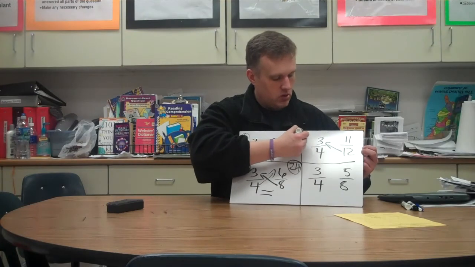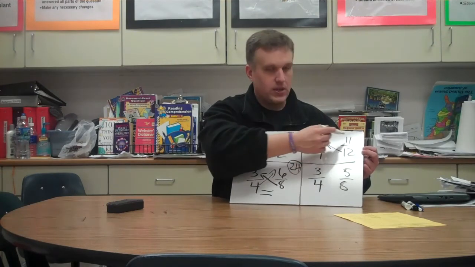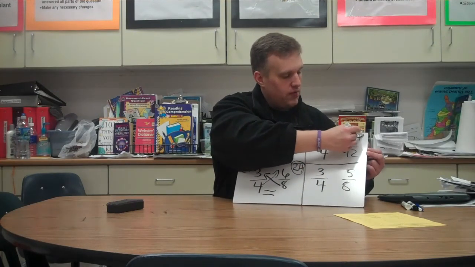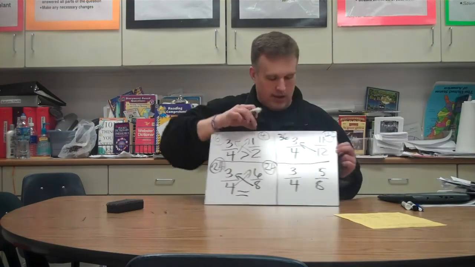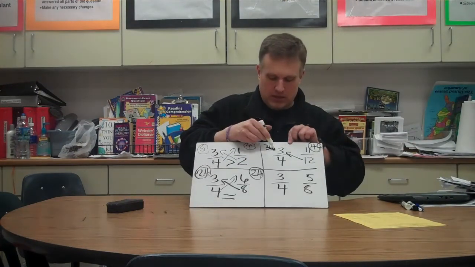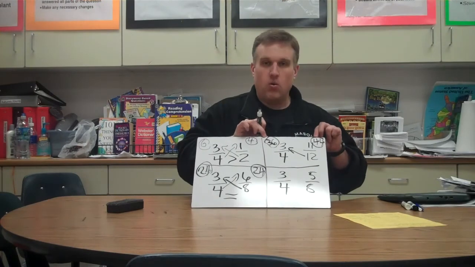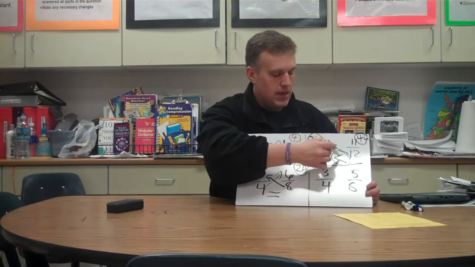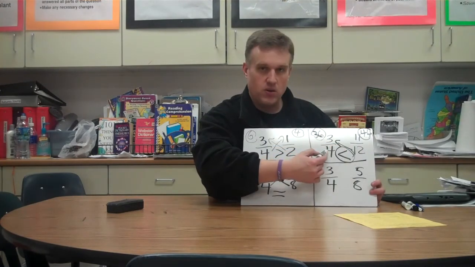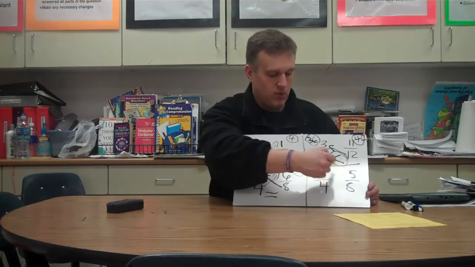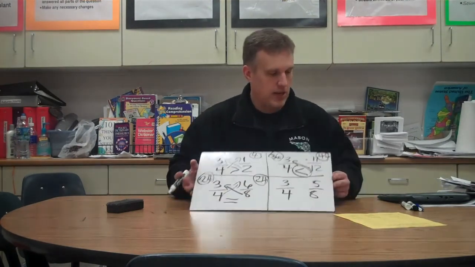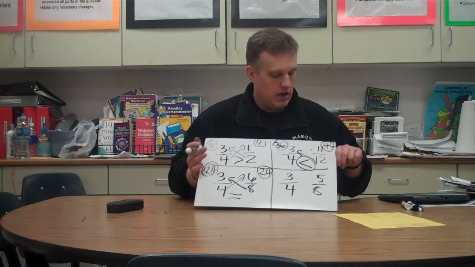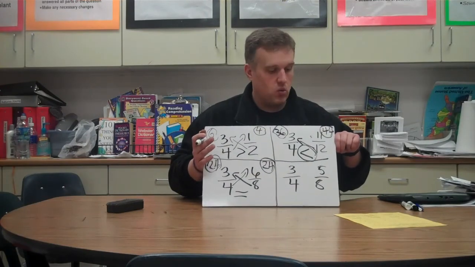Let's go to choice C, which is 11/12. 12 times 3 is 36. 4 times 11 is 44. Now in this case, which is bigger, 36 or 44? Well, 44 is bigger. So now I know that that fraction is the one that's going to be greater than 3/4. I don't even have to worry about doing the last one because I know this is my answer. So the answer for number 13 is C, which is 11/12.